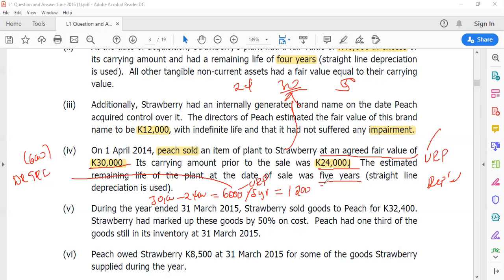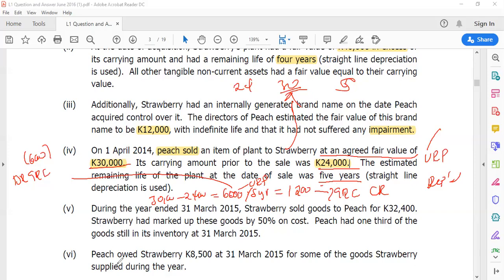1,200. Are you seeing? Now this 1,200 is going to do what? It's excess depreciation. It's going to increase our group retained earnings. We're going to credit our group retained earnings. So let's find the posting.